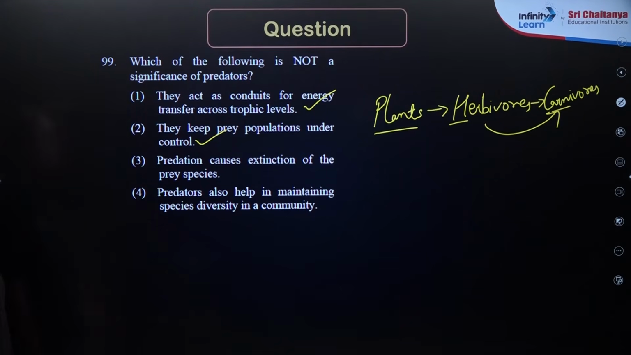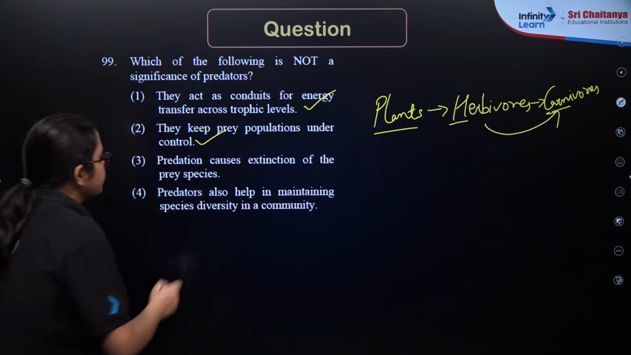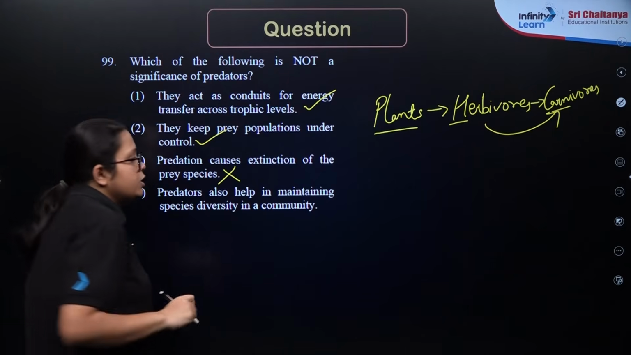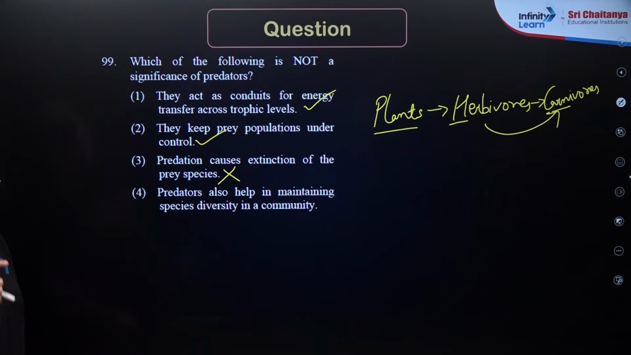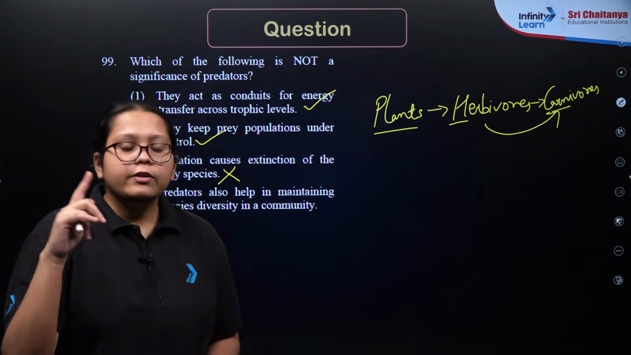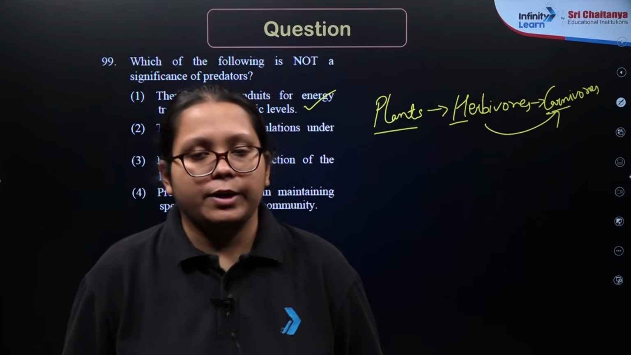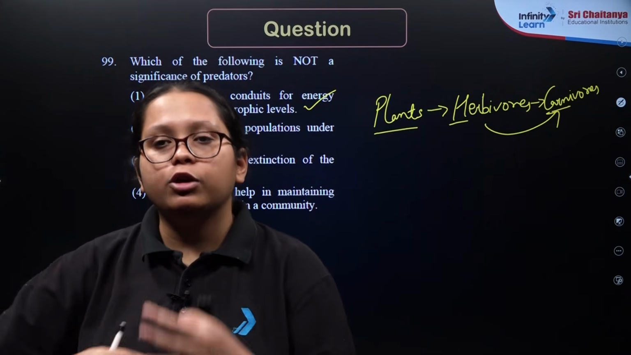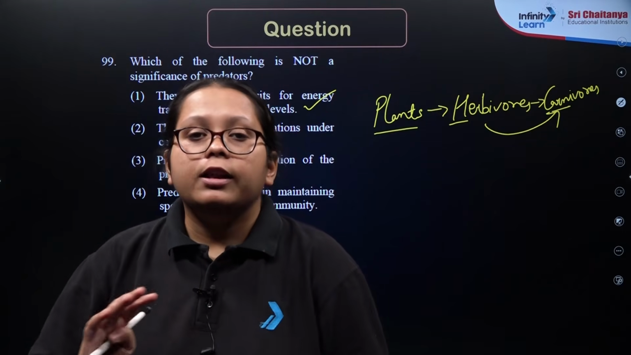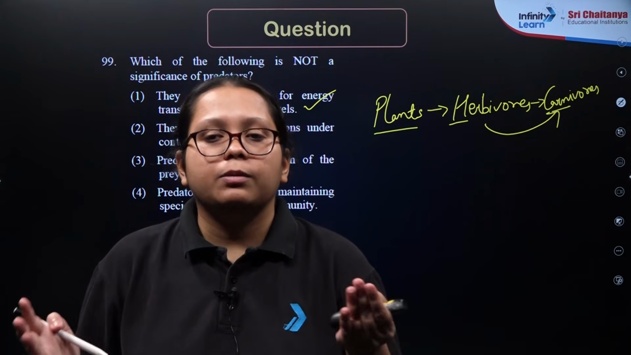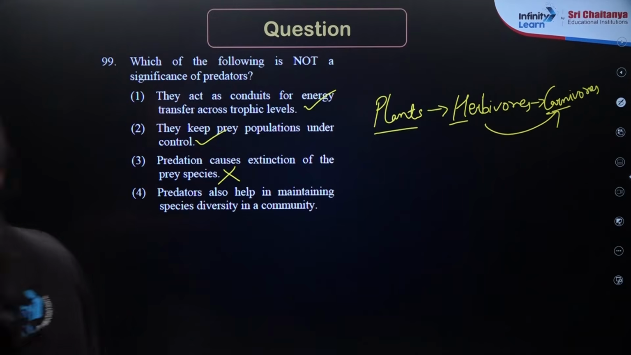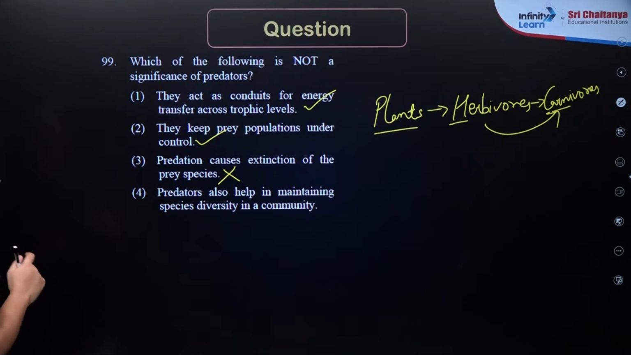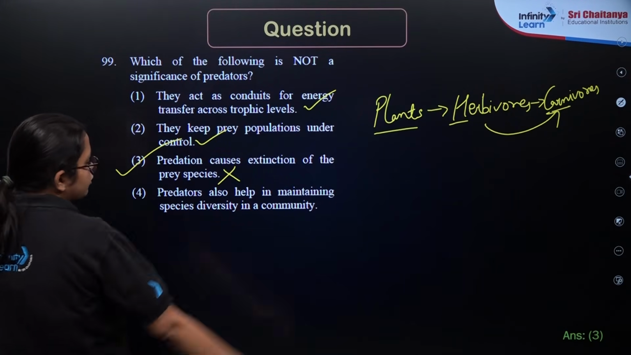Third one, predation causes extinction of prey species. No, predation never causes extinction of prey species. Predators are very, very careful. They never overexploit their prey. They always save some amount of prey so that they can reproduce and keep on living, so that the prey species do not get extinct. Okay, so the third is wrong. The answer is 3. The last one is obviously correct.